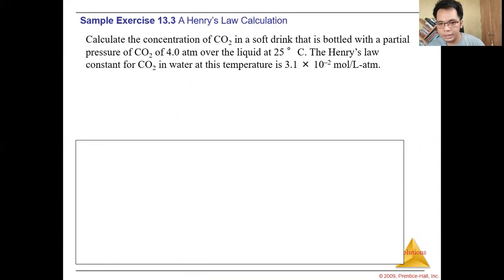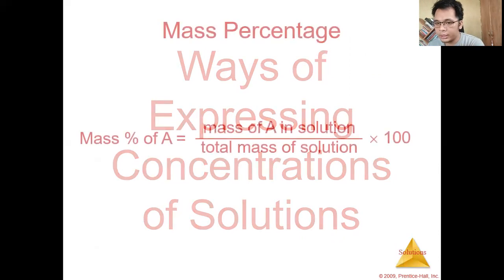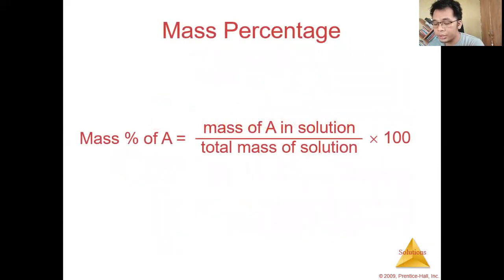And then this one here, ways of expressing concentration of solutions. These are discussed in your general chemistry, namely molarity, molality, mole fraction, parts per million, parts per billion, percent solute, and dilution, of course. But what we will cover here is the mass percentage. You are all familiar with this. It is the mass of solute A in solution all over the total mass of the solution, which can be expanded into mass solute over mass solute plus mass solvent.